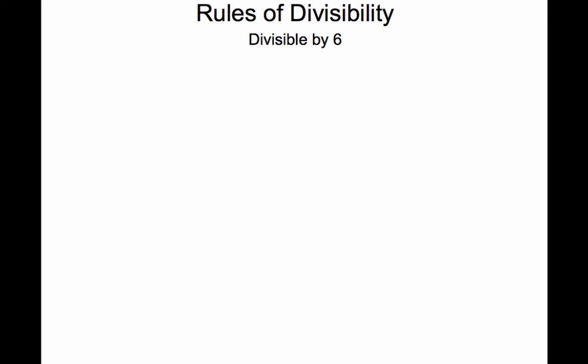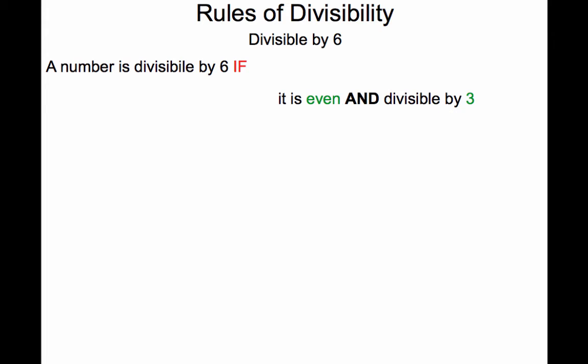Let's look at our next rule of divisibility, and that would be if a number is divisible by 6. If a number is divisible by 6, it is even and it is divisible by 3. So let's look at an example. So 438, well, I know it's even because it ends with an 8, and 8 is an even number. So now I need to add the digits to see if it's divisible by 3. 4 plus 3 plus 8 equals 15, and 15 divided by 3 is 5. So 438 is divisible by 6.